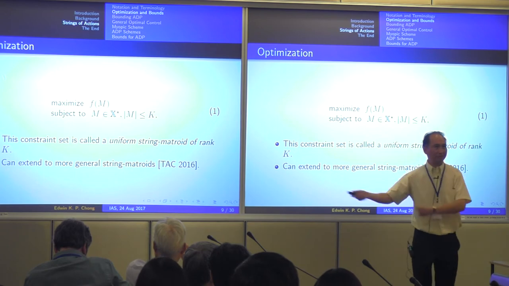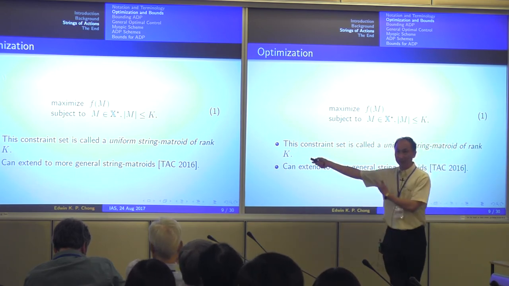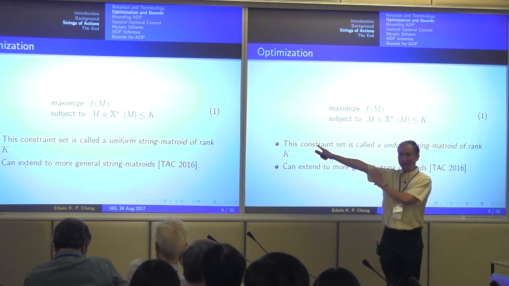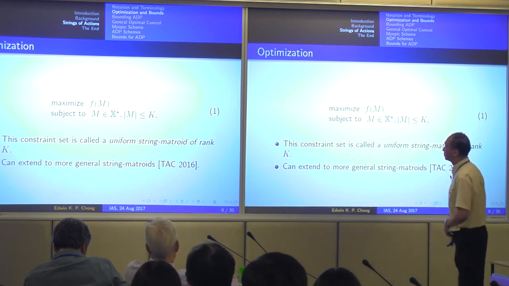But for now, this is all I'm going to do, OK? So far, so good? It's a very simple problem, right? Objective function like that and constraint. Well, what can you say about this problem?